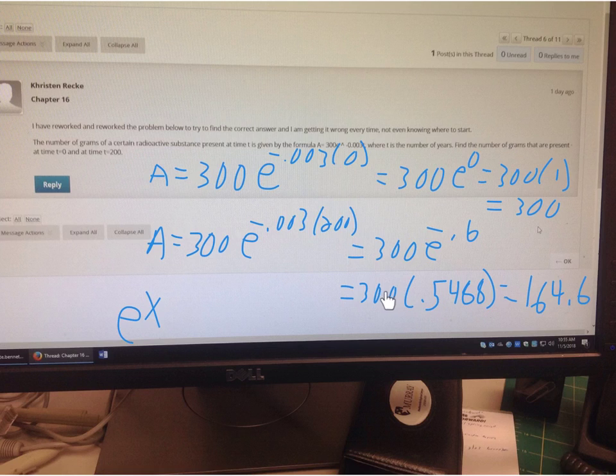Then I multiplied it by 300. I get 164.6. I hope this helps.